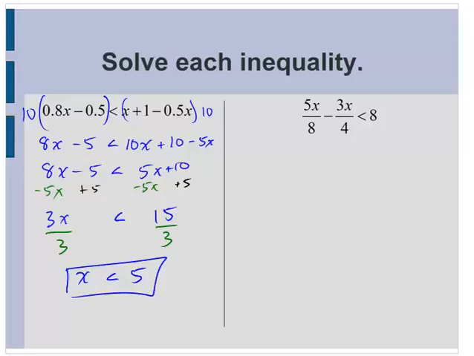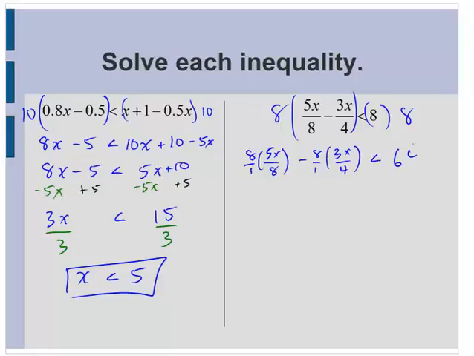5x over 8 minus 3x over 4 is less than 8. I would multiply both sides of the inequality by the LCD. The LCD for 8 and 4 is 8. So I'll multiply by 8. So I'd have 8 over 1 times 5x over 8, minus 8 over 1 by 3x over 4, is less than 64. All right, the 8's reduce here.